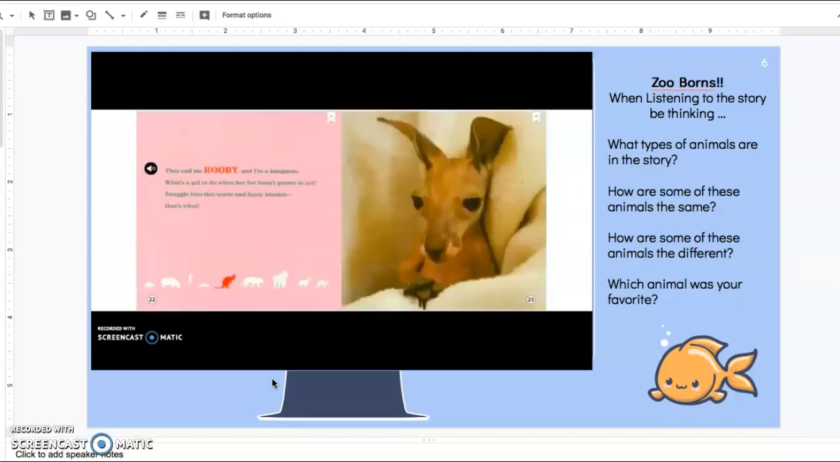They call me Ruby, and I'm a kangaroo. What's a gal to do when her fur hasn't grown in yet? Snuggle into this warm and fuzzy blankie, that's what.